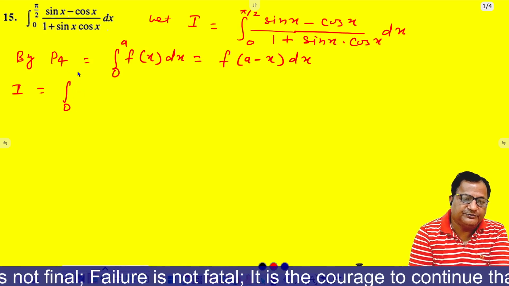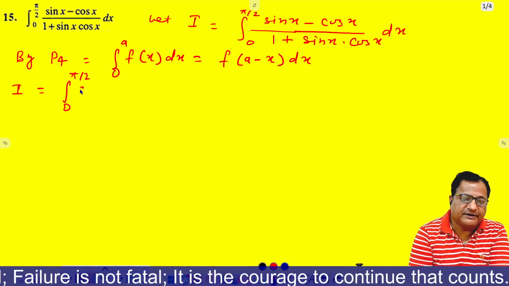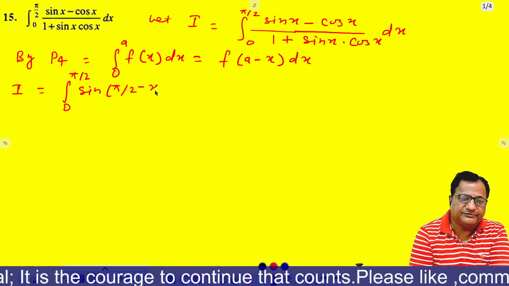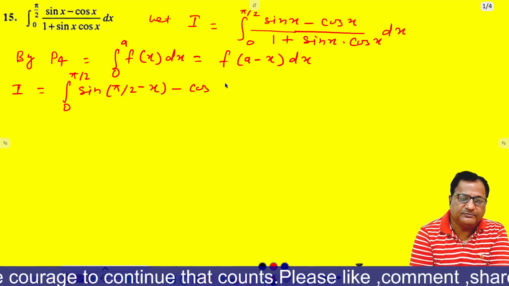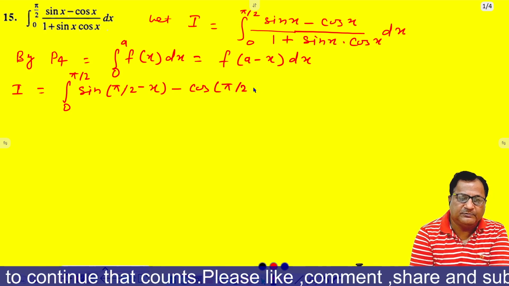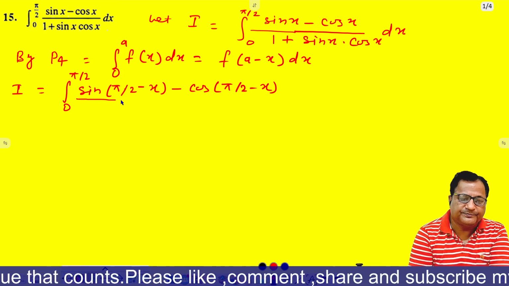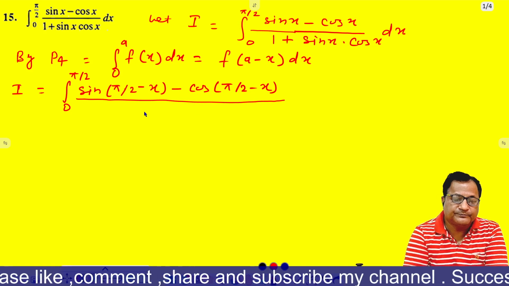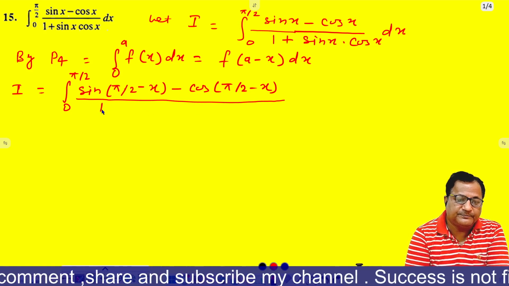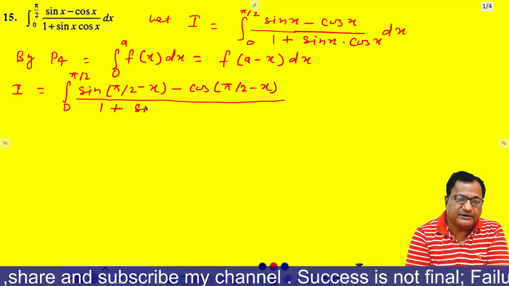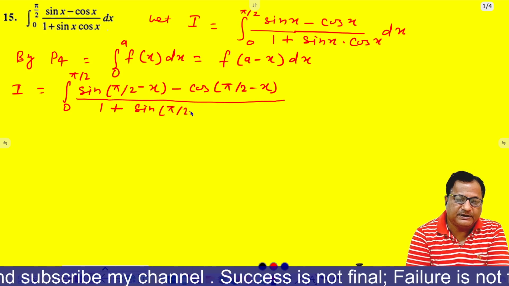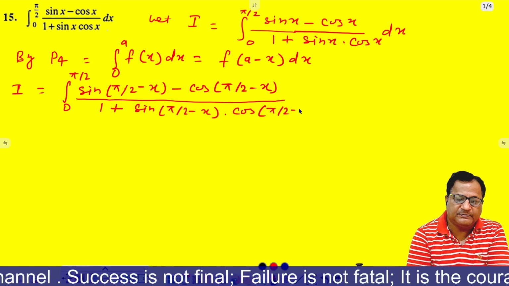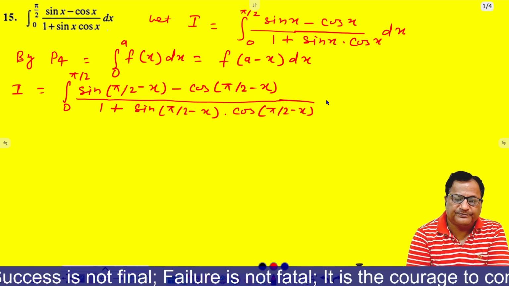this will be the integral from 0 to pi by 2 of sine, in place of x we will write pi by 2 minus x, minus cos of pi by 2 minus x, divided by 1 plus sine of pi by 2 minus x into cos of pi by 2 minus x dx.